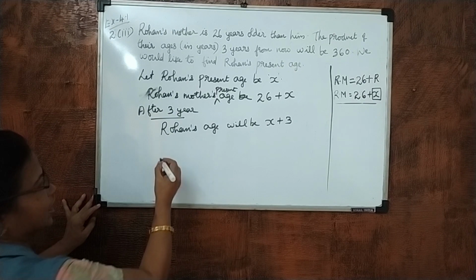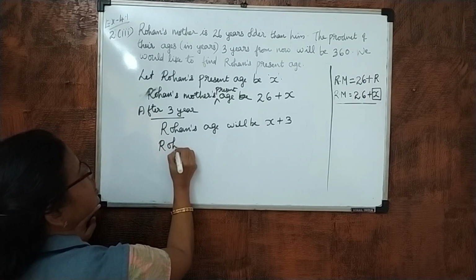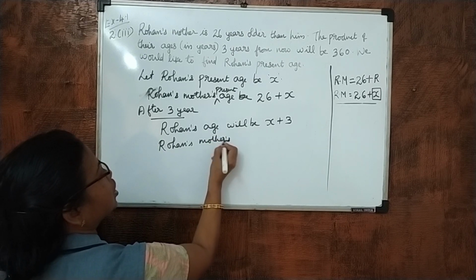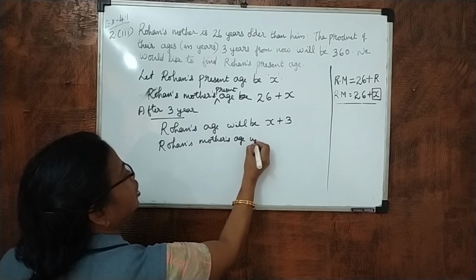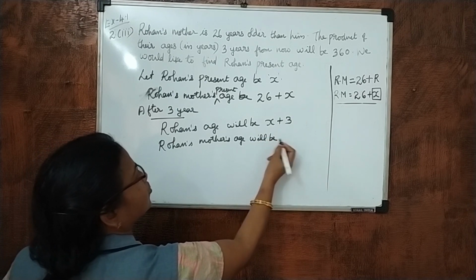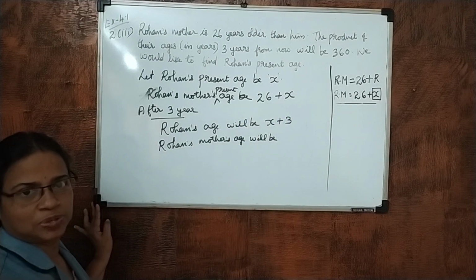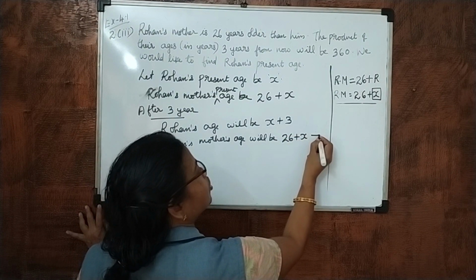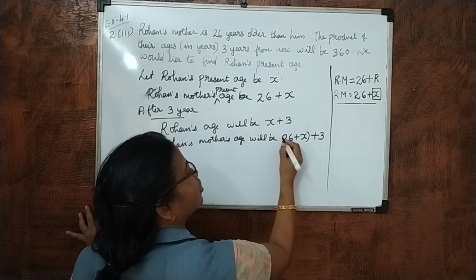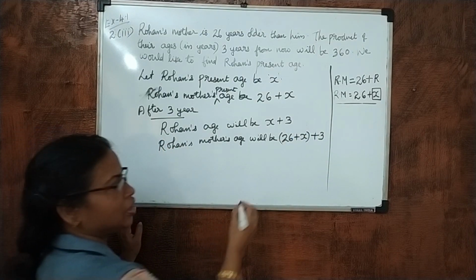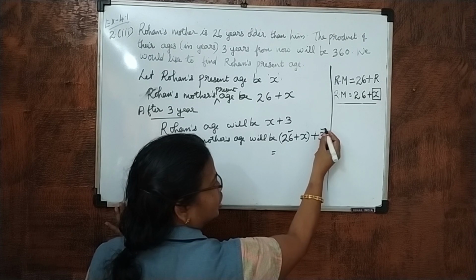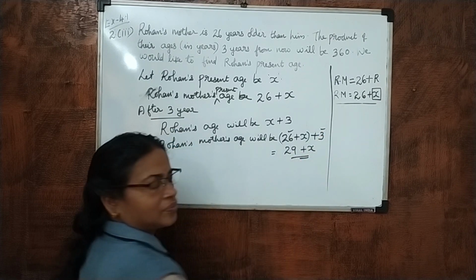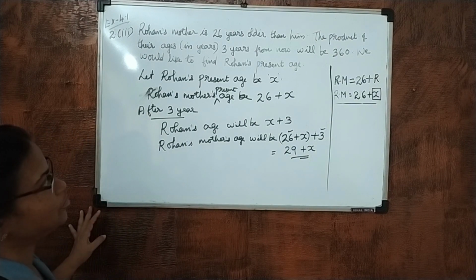Clear? Next, what about Rohan's mother's age? Already she has 26 plus x, so after 3 years it will be 26 plus x plus 3. What will happen then? 26 plus 3, it will be 29 plus x. Clear?